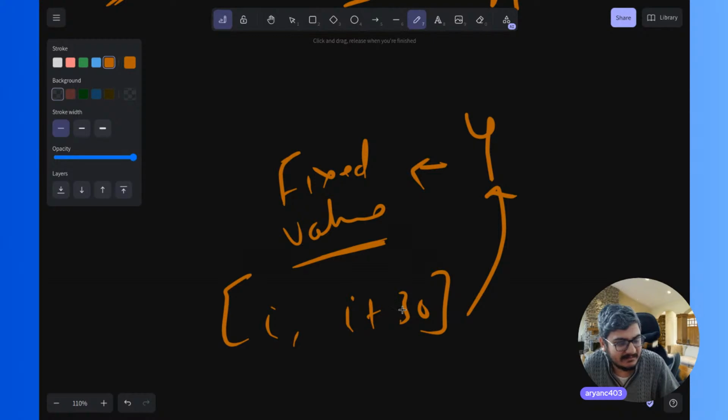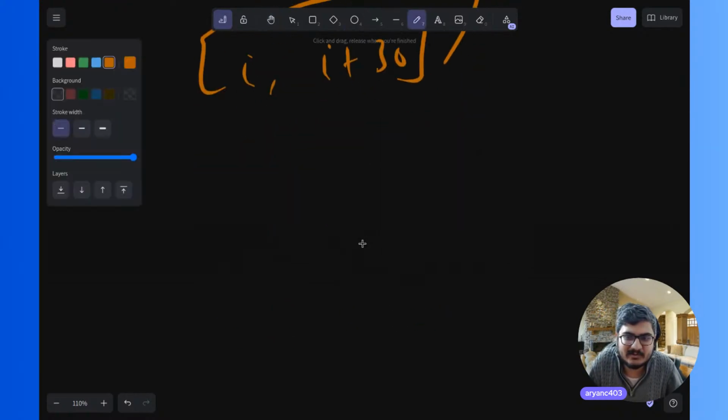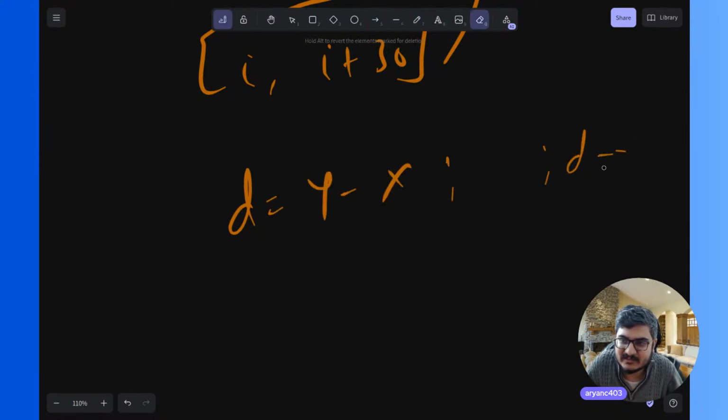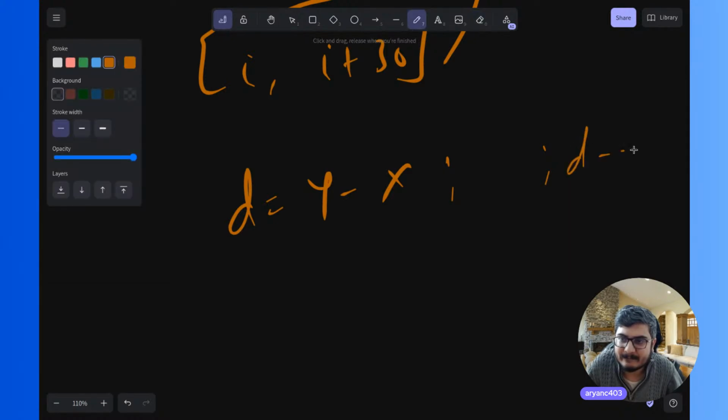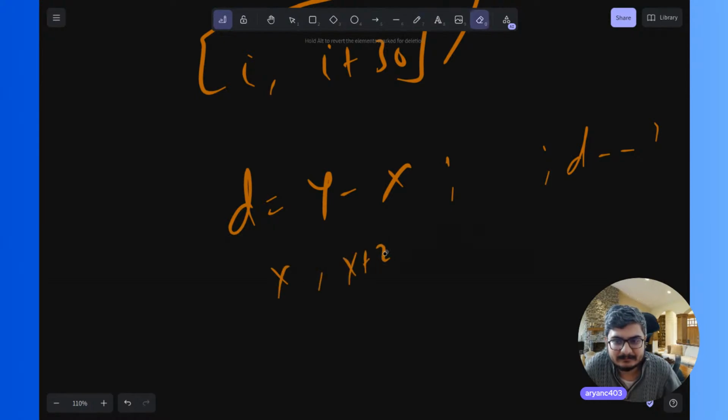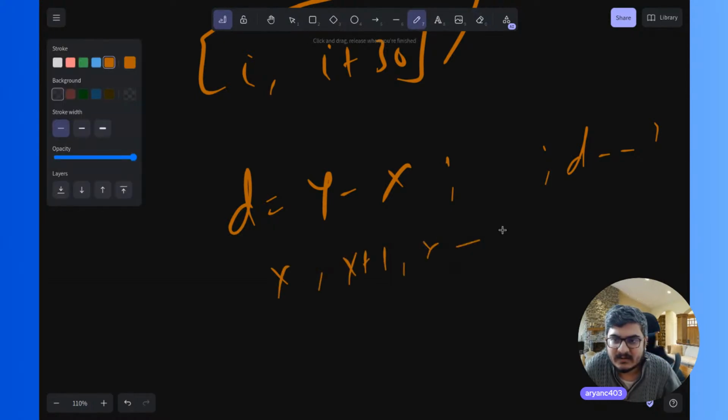And probably the other way you can do it is you fix the distance first. For example, you can start with distance equal to y minus x. You run a while loop where you keep doing d minus minus, and then you start with x plus 1 up to x plus d. And whenever you find the first pair in a for loop like this, you print that.